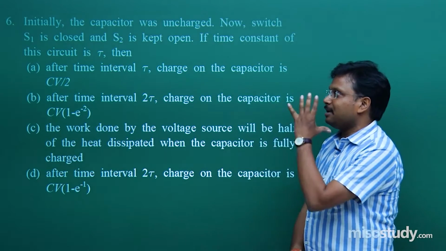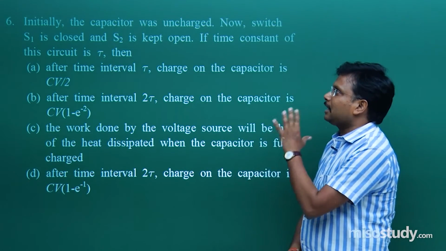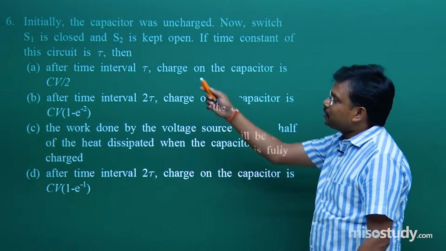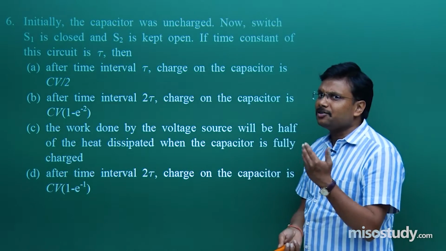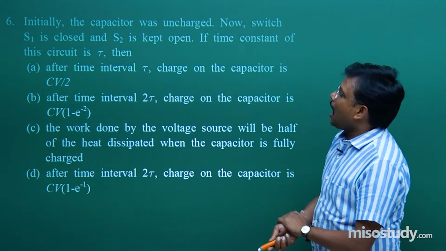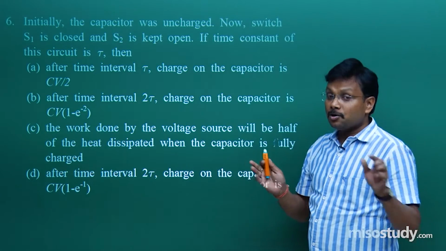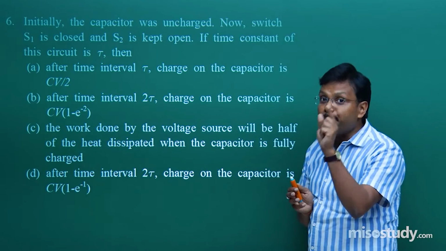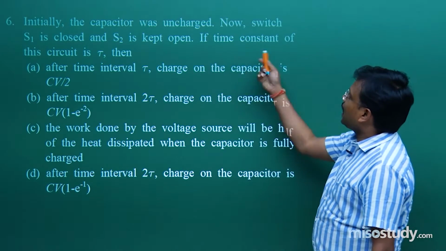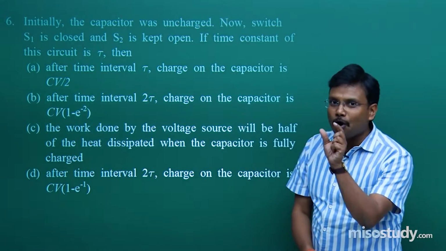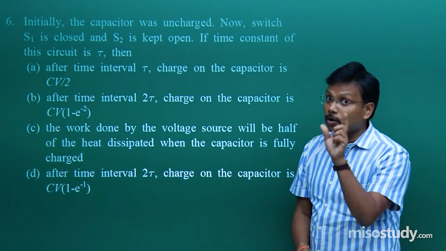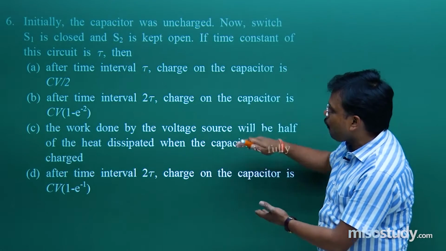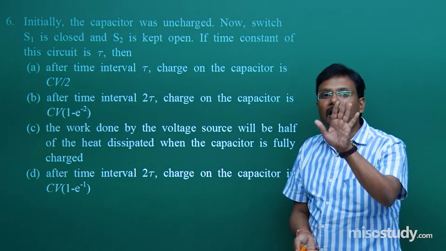So, close your eyes, listen to my words. Initially, the capacitor was uncharged. Fine, no problem. Now, switch S1 is closed, at least 3 or 4 times I am repeating this, and S2 is kept open. So, the flow of energy, current, is because of the battery B source. If the time constant of this circuit is tau, and time is t, then out of these 4 options, which one is correct?